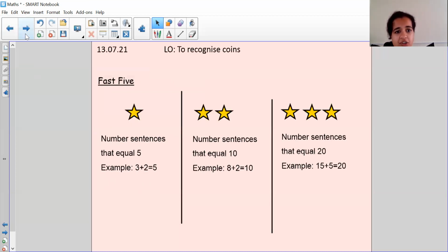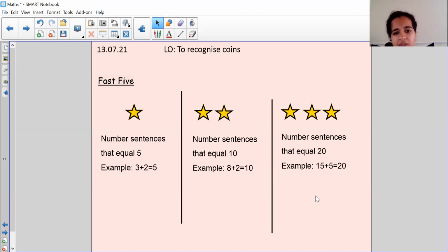Okay, so as a quick fast five, before we get started, can you either make me number sentences that equal the number 5? For example, 3 plus 2 equals 5. Or can you make me number sentences that equal 10? For example, 8 plus 2 equals 10. Or if you really want to challenge yourself, can you make me number sentences that equal 20? For example, 15 plus 5 equals 20.